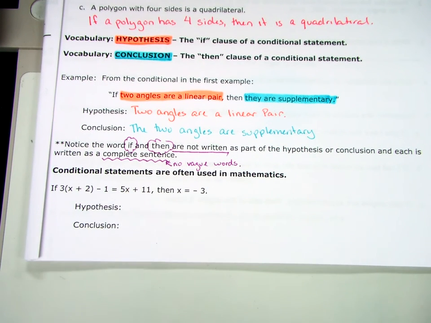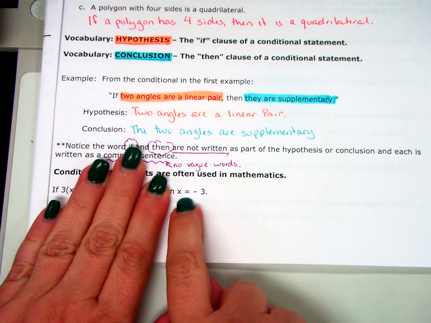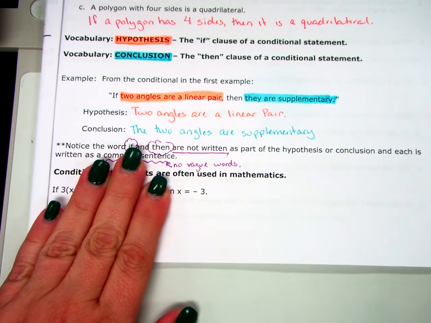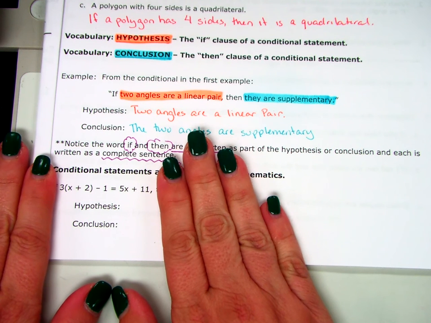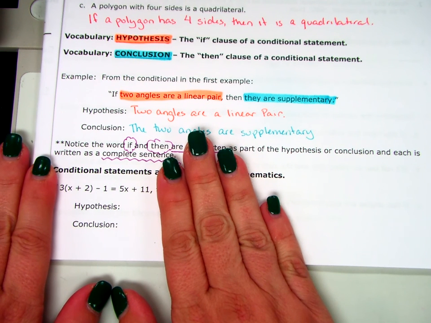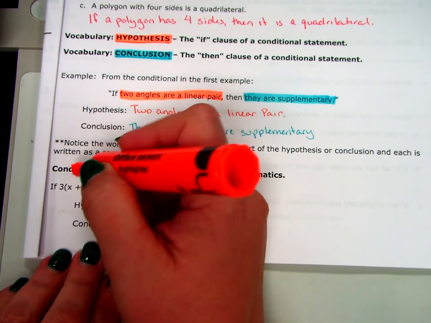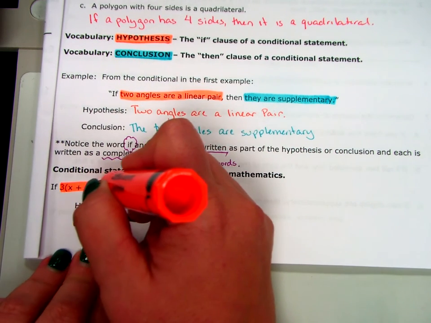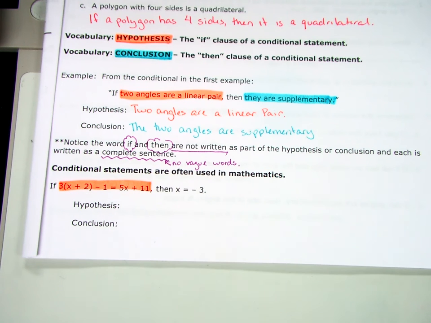All right, so sometimes we do this with math equations. And remember, an equation is a sentence, right? Because if I read this as a sentence, it's a complete sentence. X is equal to negative 3. That's a complete sentence, right? This is a complete sentence: 3 times x plus 2 minus 1 is equal to 5x plus 11. Okay? So when I look at this, remember, we're not going to include the if. My hypothesis is going to be just everything between, not including, the if to the then.